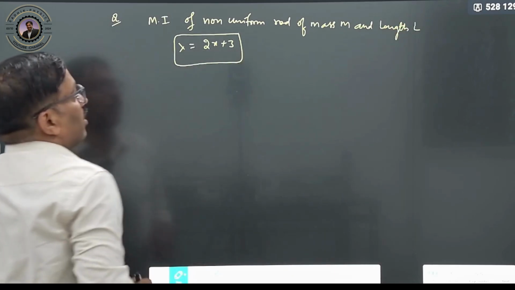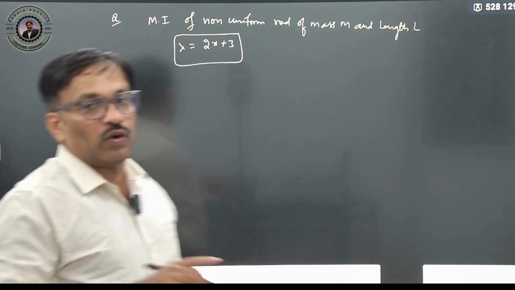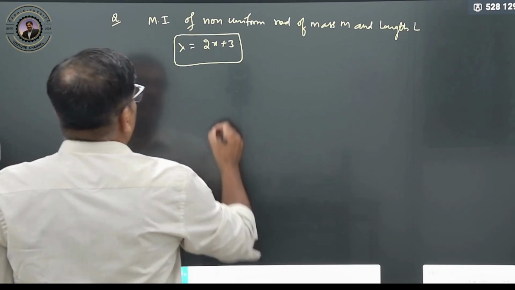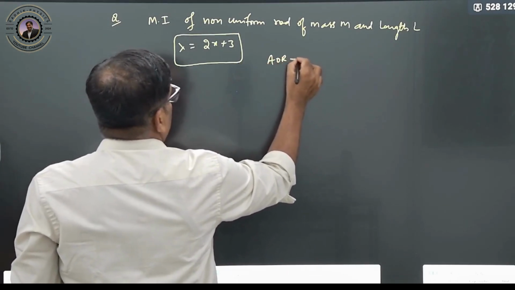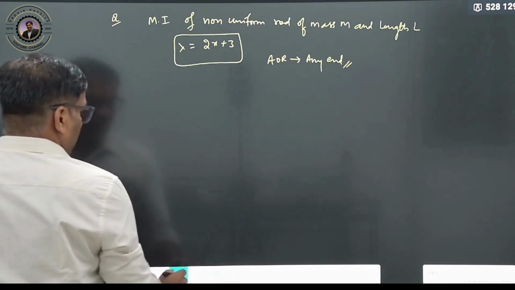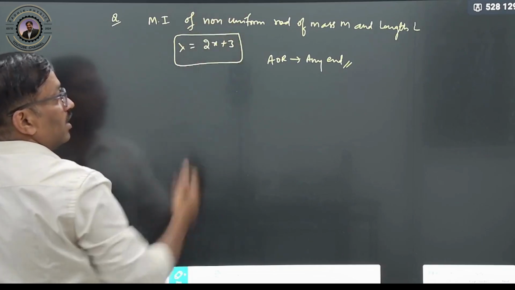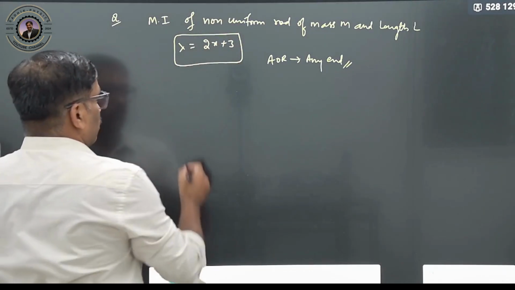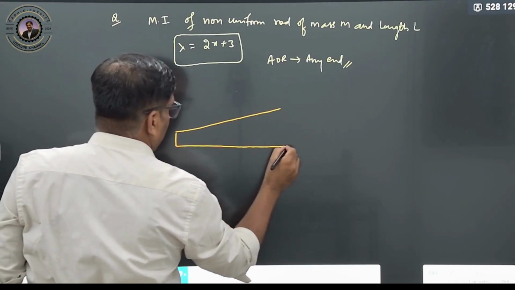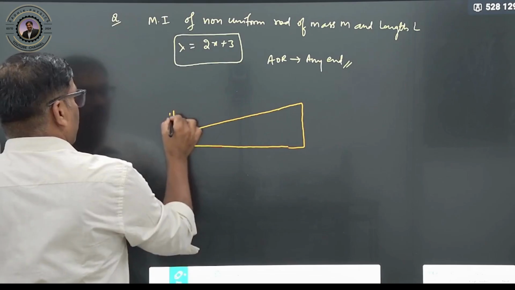We want to calculate the moment of inertia of a non-uniform rod whose linear mass density is 2x + 3, total mass m and length L, with the axis passing through any one of its ends. As the distance increases, the linear mass density also increases because it is 2x + 3. So the rod looks like this, and somewhere it will be changing.